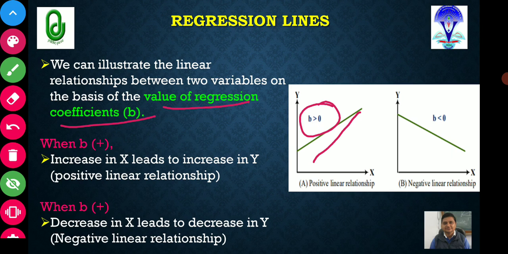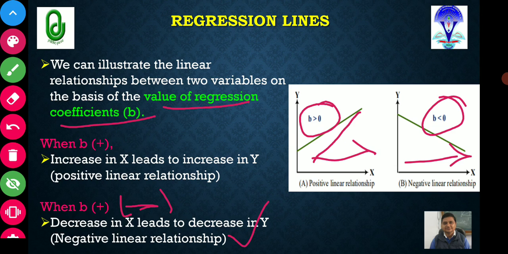On the reverse side, sorry, it is written plus but it is minus. When b is negative, that is the second condition. You can see if b is less than 0, then a decrease in x leads to a decrease in y. If x is decreasing, y will also decrease. There will be a negative linear relationship. That means the line will be decreasing, or it will be going downward from left to right, if you move left to right.